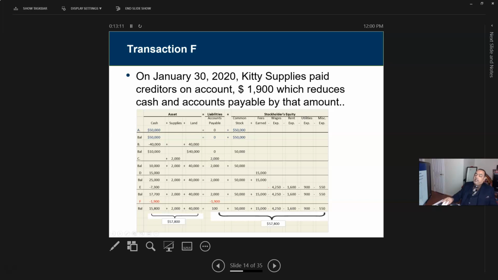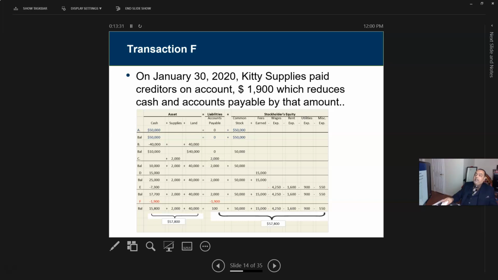So I'm reducing my cash, and also I'm reducing the accounts payable. That way again my accounting equation changes. On the left hand side it becomes 57,800, and the right hand side becomes also 57,800. So that's how we'll handle this transaction.